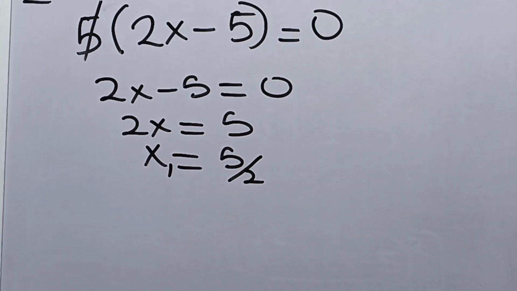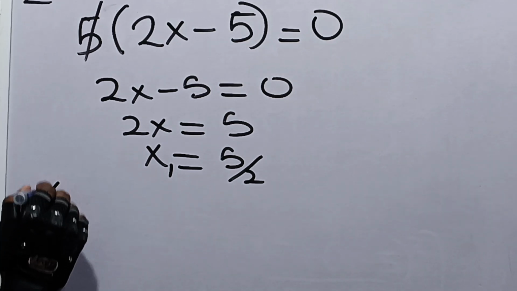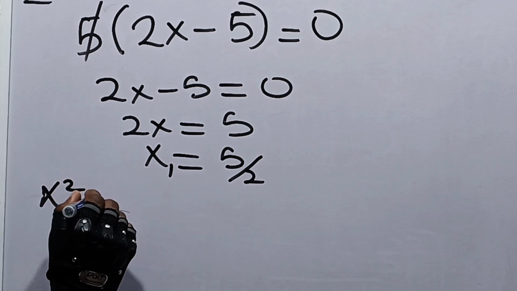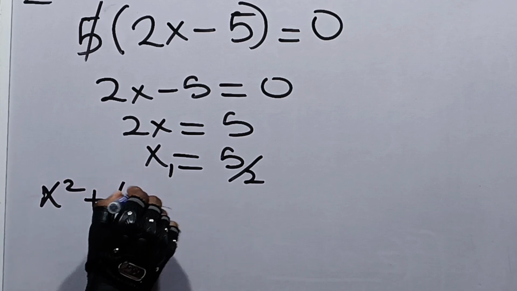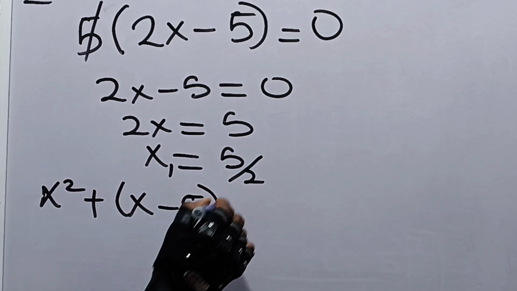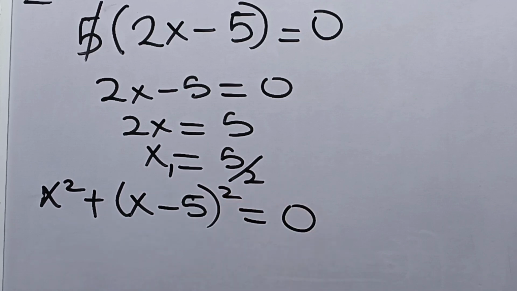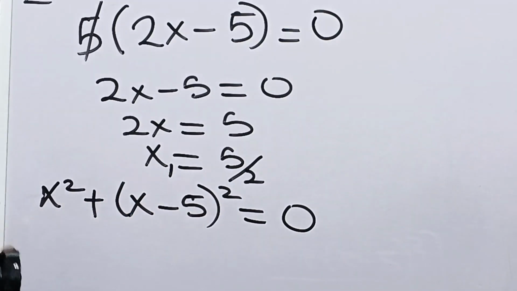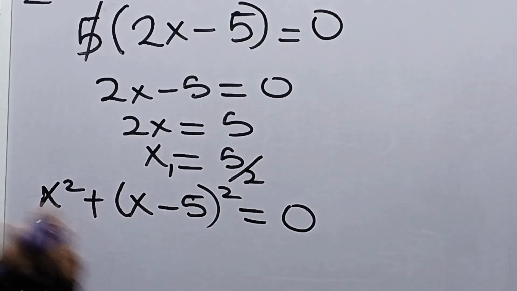Now the second answer for x in this question is given by the next one, which says that x squared plus (x minus 5) squared is equal to 0. This is the second condition. Now we have a sum of two squares here. This is a square and this is a square and they are being added. This is different from the difference of two squares, so we use the law of sum of two squares.